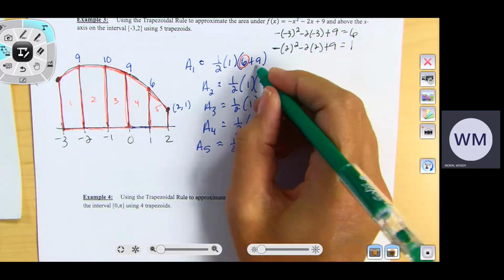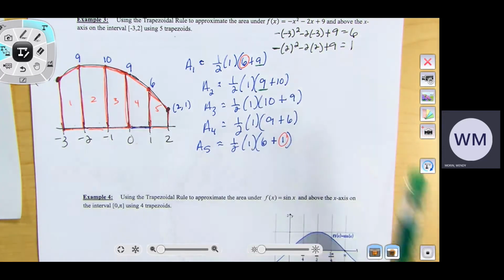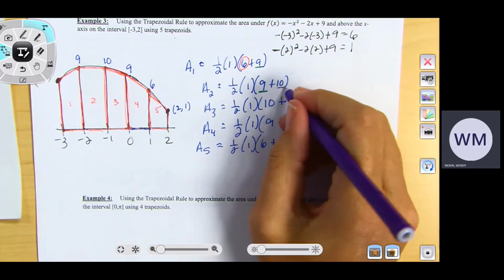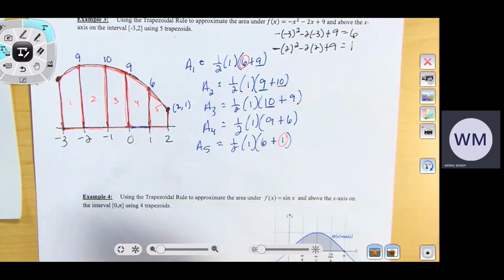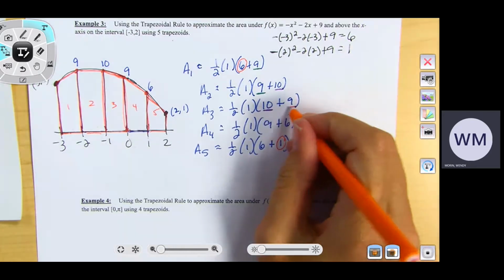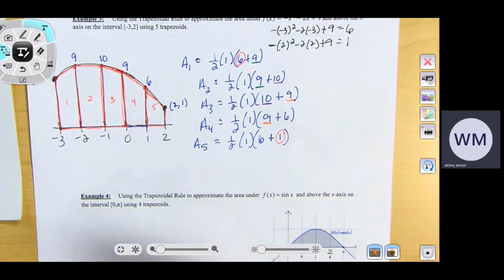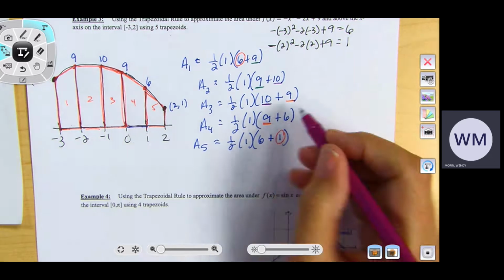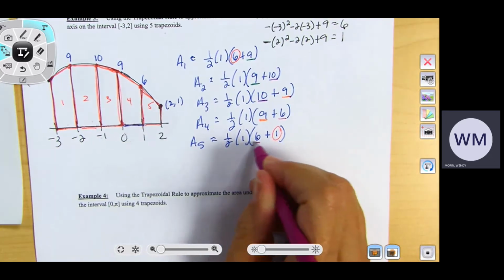If this one has a 9, the next one has a 9, right? If this one has a 10, the next one has a 10. If this one has a 9, the next one has a 9. What other colors have I got here? If this one has a 6, this one has a 6.